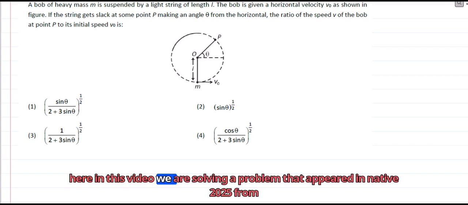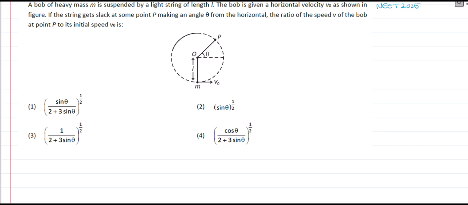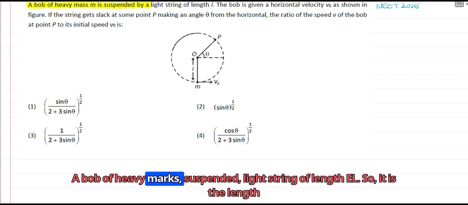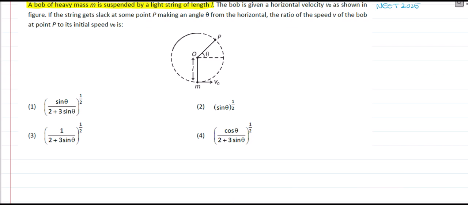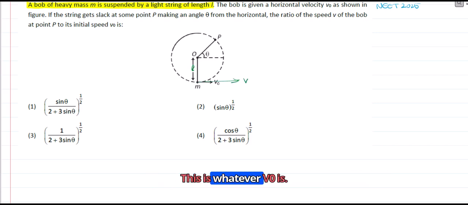Here in this video, we are solving a problem that appeared in NEET 2025 from rotational dynamics. Let's have a look at the question first. A bob of heavy mass is suspended by a light string of length L. So, here is the length L of the string, right? The bob is given a horizontal velocity of V0. This is what our V0 is.